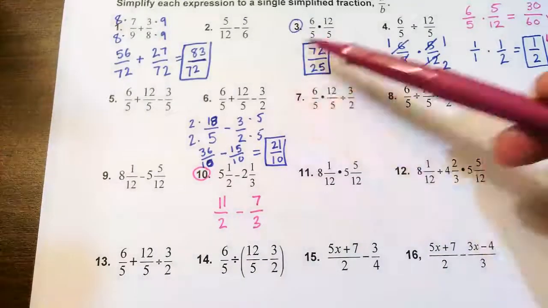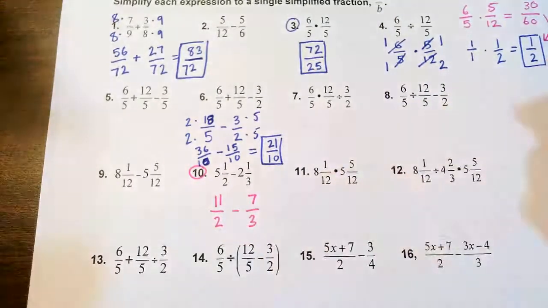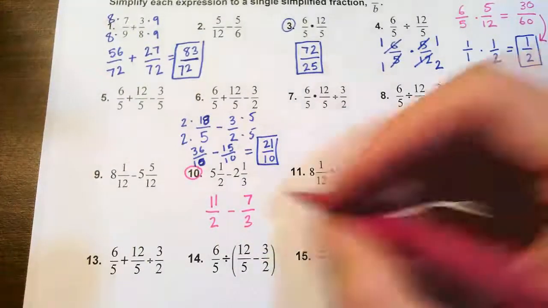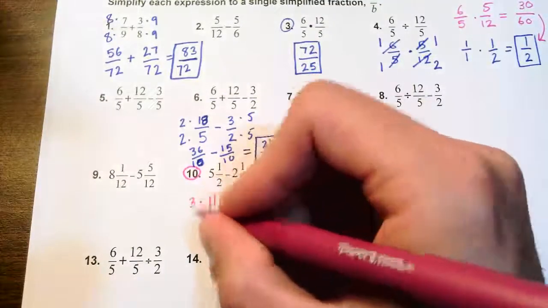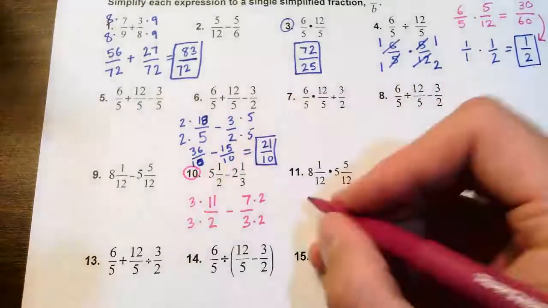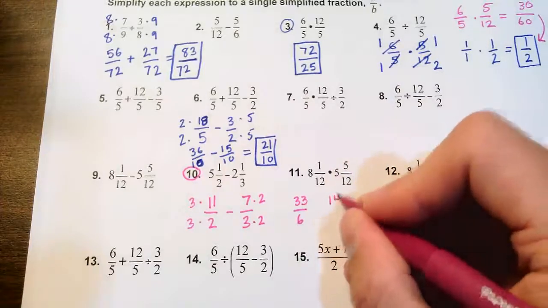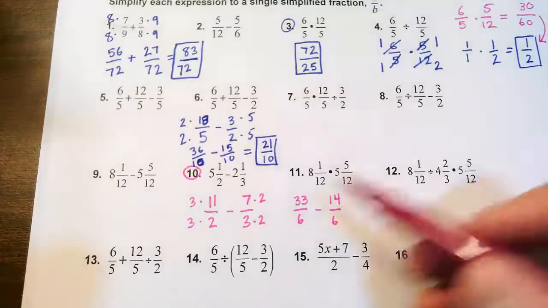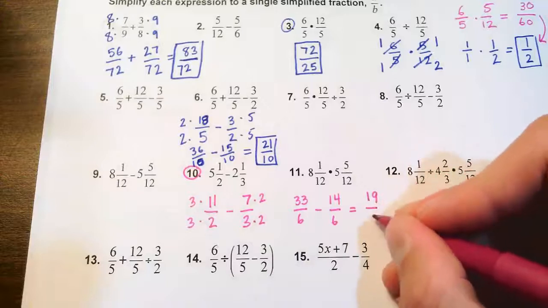Now this kind of turns into a very similar process to what we did up here. We're subtracting these two fractions. We first have to have a common denominator. So common denominator here is going to be 6. So I'll multiply this one by 2 and this fraction by 3. And we'll see what we get. We get 33 over 6, 14 over 6. And when we subtract those, 33 minus 14, 19 over 6.